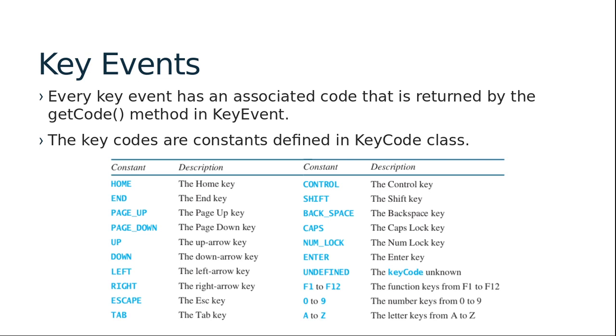So if you want to use these key codes, import that class, and you can have the event key code using the get code method. Fine, we will be using these codes in the example, so it will be more clear at that time.